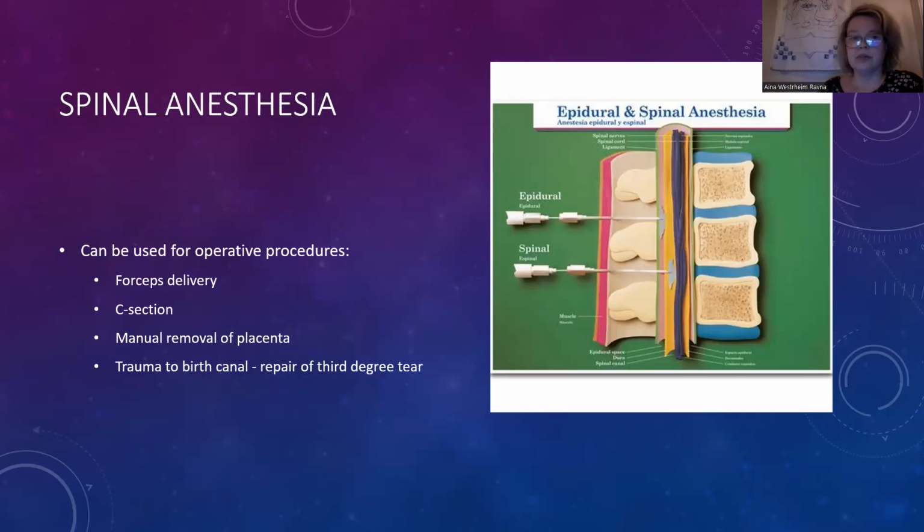So we're moving on to spinal anesthesia. It can be used for operative procedures such as forceps delivery, C-section, a manual removal of placenta, or trauma to the birth canal, if there is a repair of a third-degree tear.